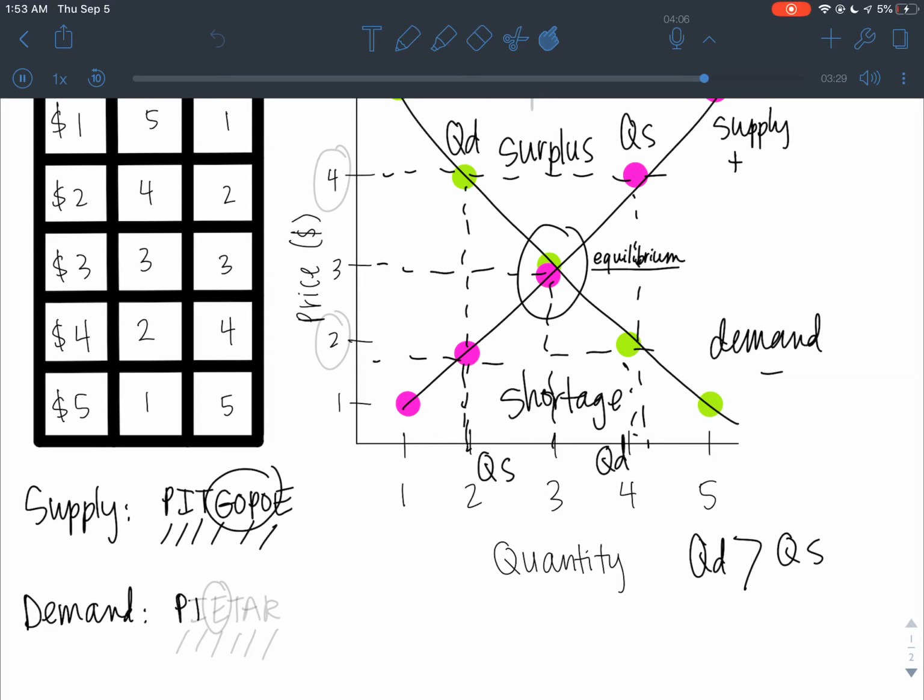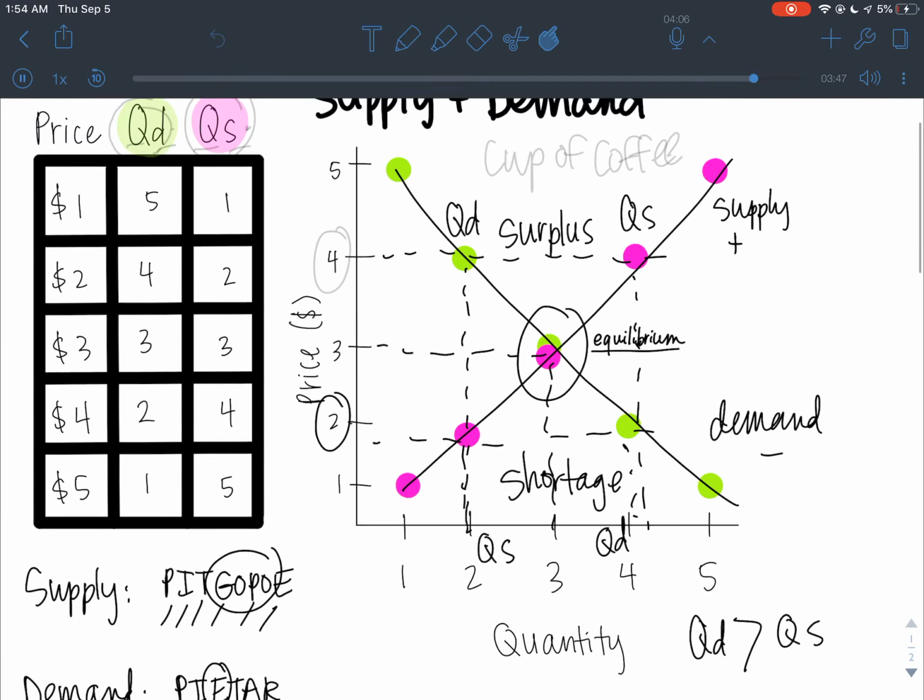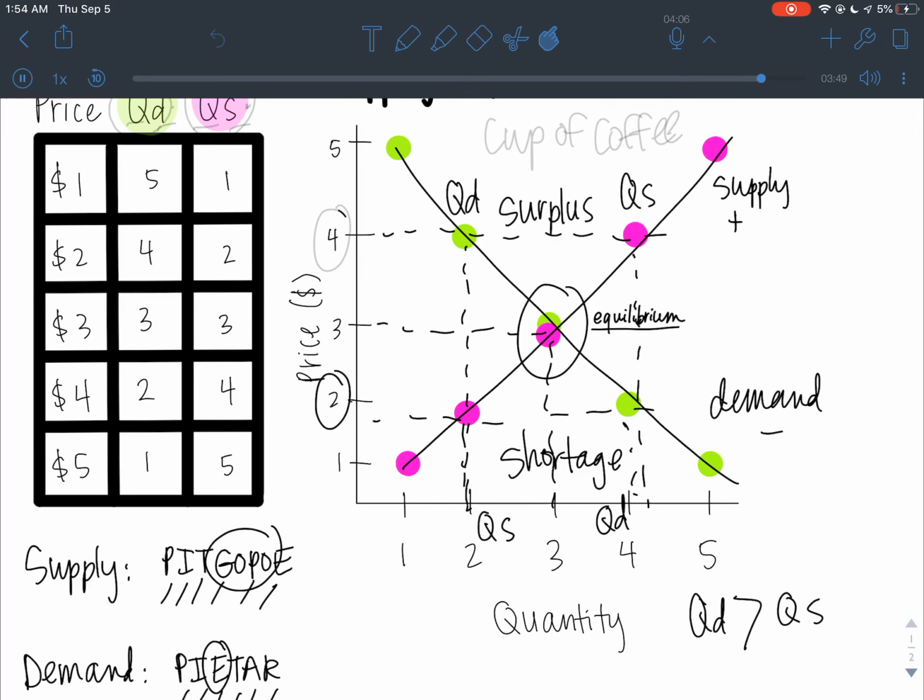For the demand curve, we use an acronym called PITAR, and that stands for population, income, expectations, tastes and advertisements, and related goods. An example would be expectations. If people expected the average cup of coffee to raise from $2 a cup to $4 a cup, they would naturally go and buy more cups of coffee at $2 before they allowed it to raise to $4. That would increase the demand and therefore shift the demand curve.